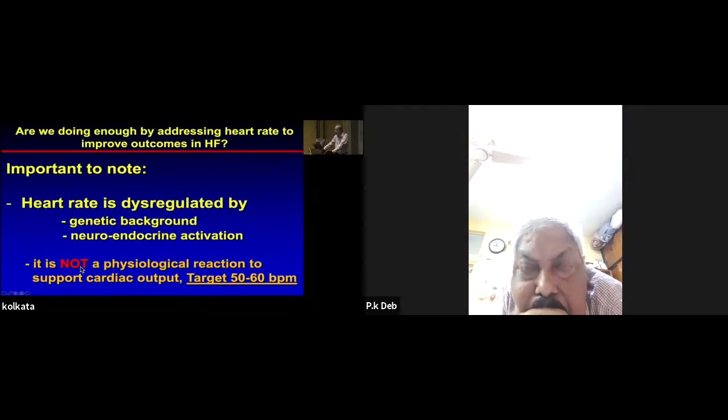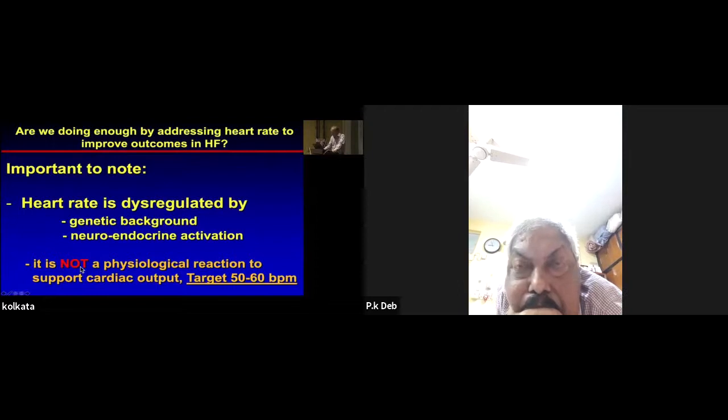heart rate is dysregulated by genetic background. It is a neuroendocrine manifestation. It is not a physiological reaction to support the cardiac output. So the target should be around 50 to 60, and thereby improve the overall ejection fraction and the survival benefit.